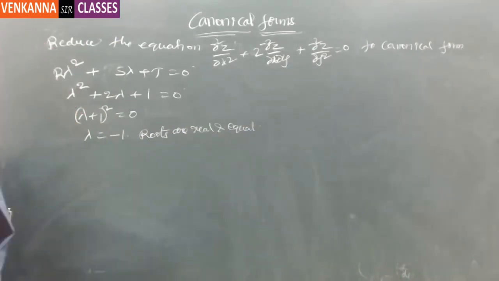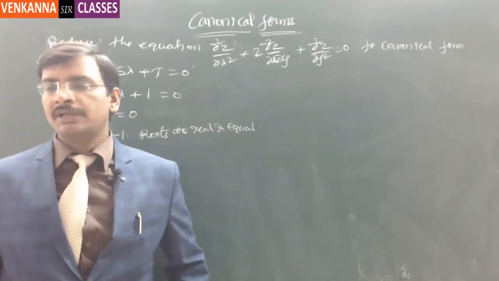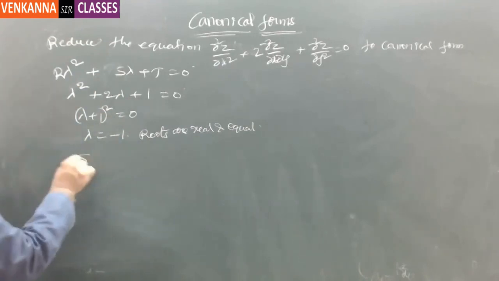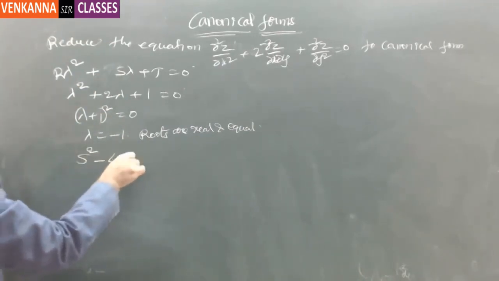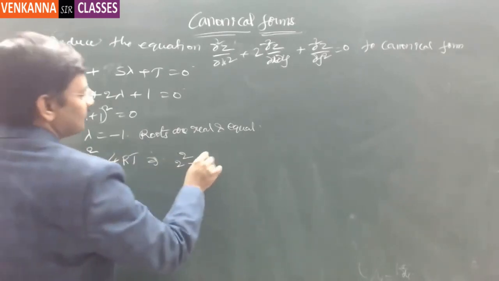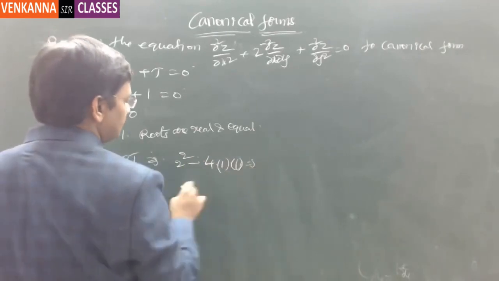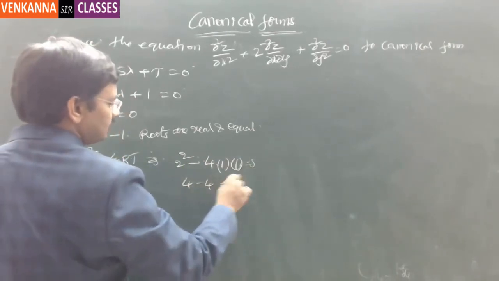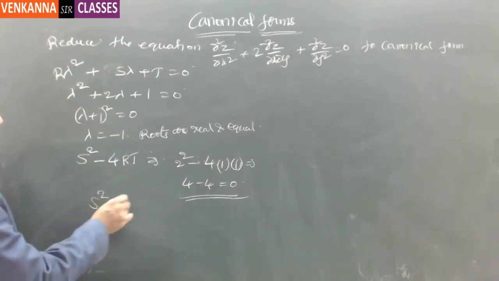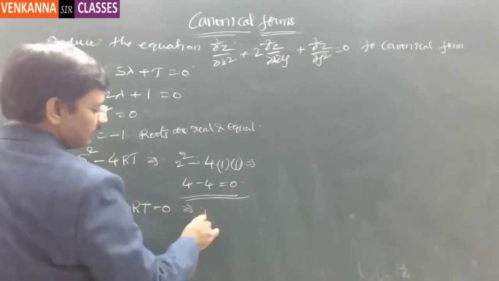Here you don't have two different variables to bring in, the way we have done in the previous hyperbolic case. Now if you notice s² − 4rt, s² is 2², and then minus 4, r is 1, t is 1. So this value is 4 − 4 equal to 0. So here s² − 4rt equal to 0. This case we call the parabolic form.